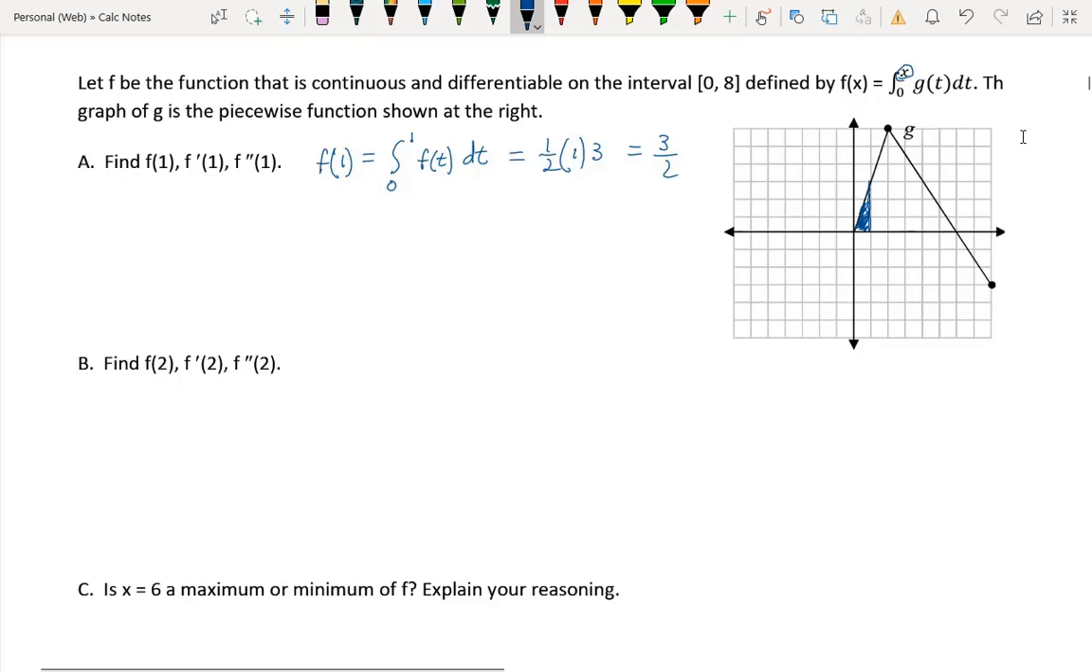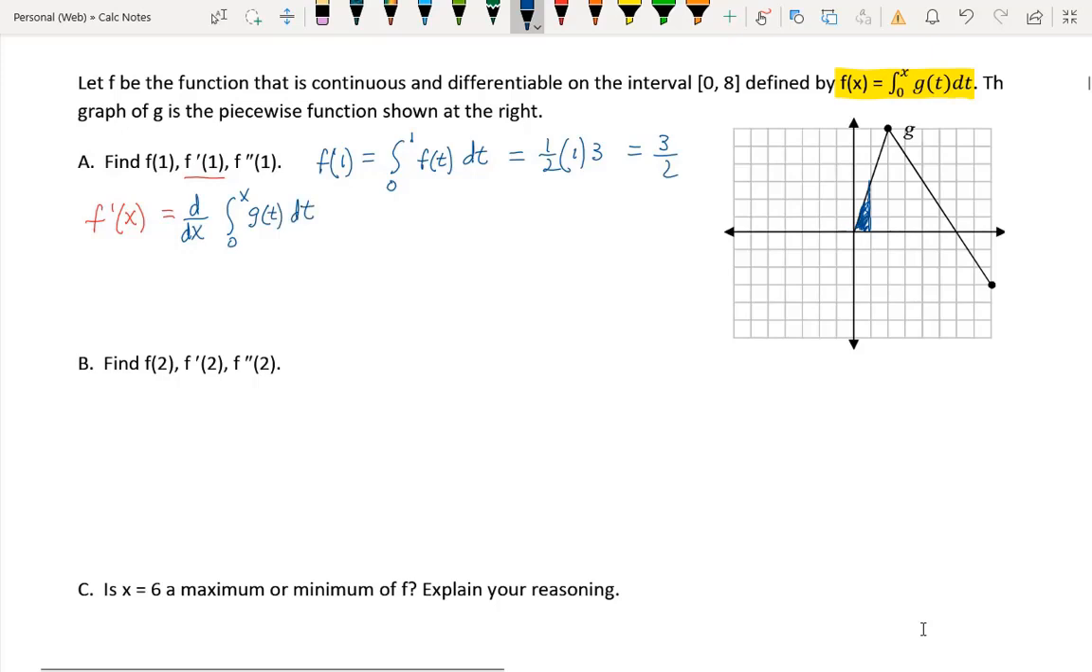Alright? F prime of x. So now they want us to find f prime of 1. In order to do f prime of 1, I need to know what f prime of x is. So I'm going to change colors here. We'll do f prime of 1. I need to know what f prime of x is before I can do this. This is going to be the integral, so we should actually say d dx of the integral from 0 to x of g of t dt.